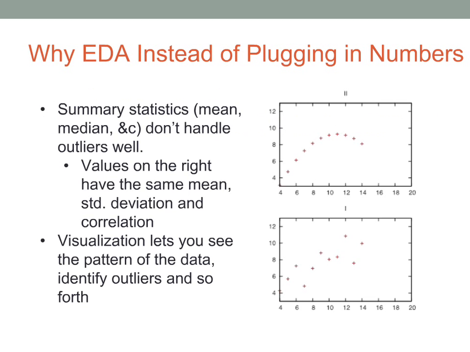A lot of the motivation for EDA came in the 1970s from Tukey, and one of the words that he kept coming back to as he was talking about it is robust. And the idea is that a lot of the summary statistics, the mean and the like, are not particularly robust. And the classic example of this is what you see on the right, what's called the Anscombe Quartet.